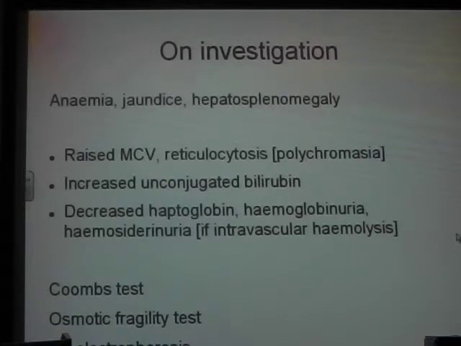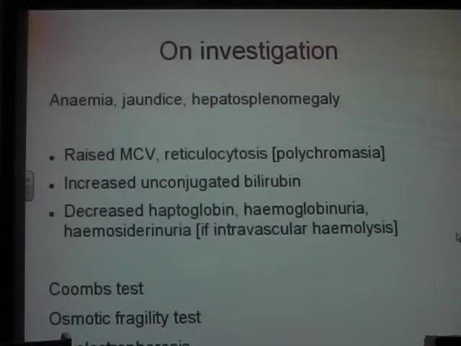You can get hemoglobin in your urine and hemosiderin in your urine. That's if it's intravascular hemolysis. So you can get intravascular hemolysis and extravascular. Intravascular is in the blood vessels, extravascular is in the spleen, and often there's an overlap, so you very rarely get just one.